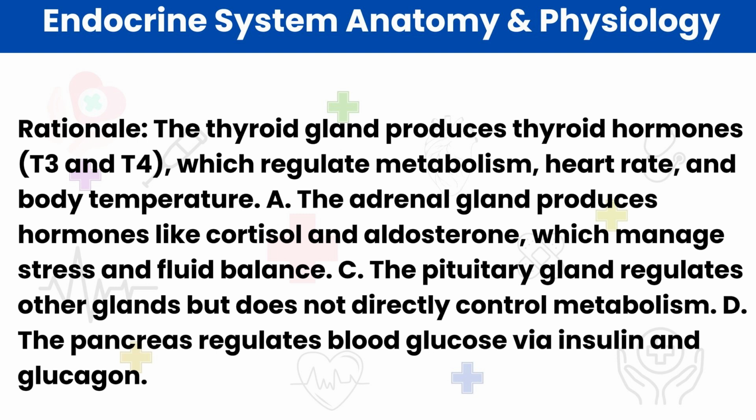body temperature. A. The adrenal gland produces hormones like cortisol and aldosterone, which manage stress and fluid balance. C. The pituitary gland regulates other glands, but does not directly control metabolism. D. The pancreas regulates blood glucose via insulin and glucagon.